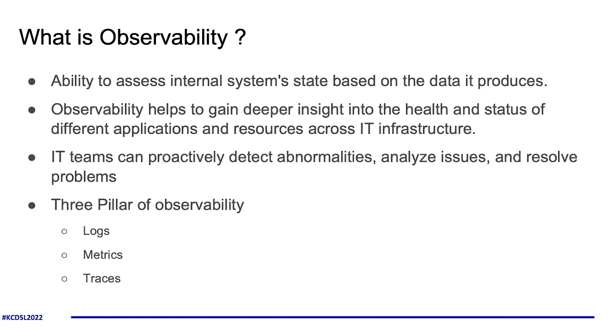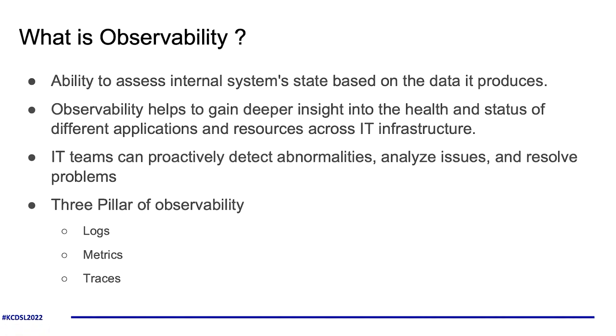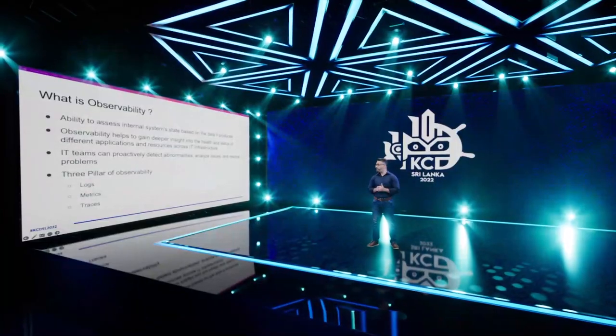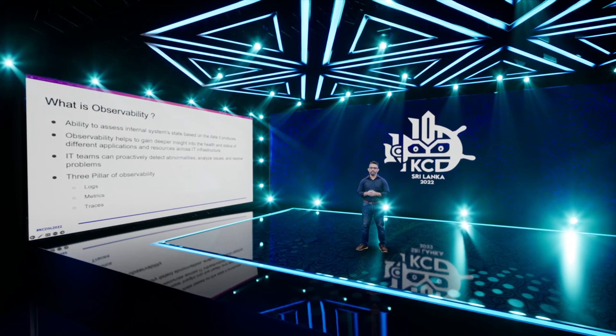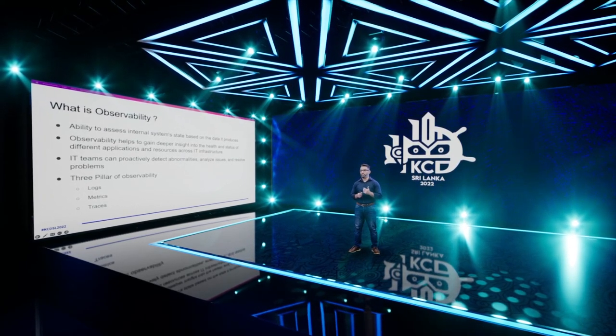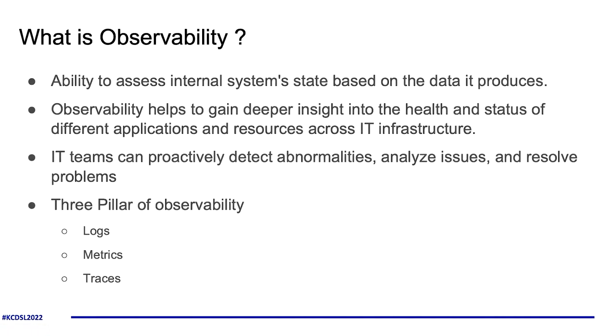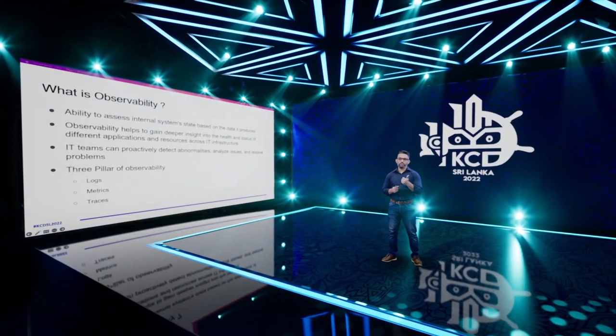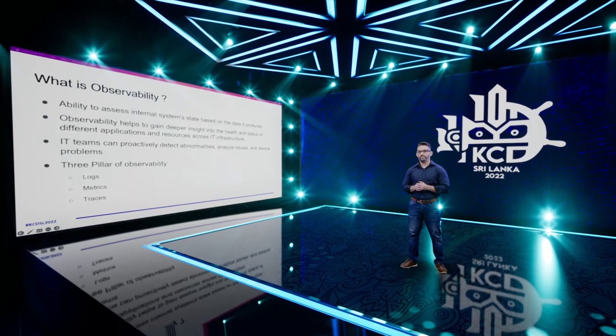Observability as well as monitoring are used interchangeably, although there's a subtle difference between them. While observability talks about the ability to assess the internal system state based on the data it provides, monitoring deals with the collection and analysis of data pulled from the infrastructure. So observability will help you to gain deeper insight into the health and status of different applications and resources across infrastructure. This helps to proactively detect abnormalities, analyze issues, and resolve them. The three pillars of observability are logs, metrics, and traces. I will discuss that later.